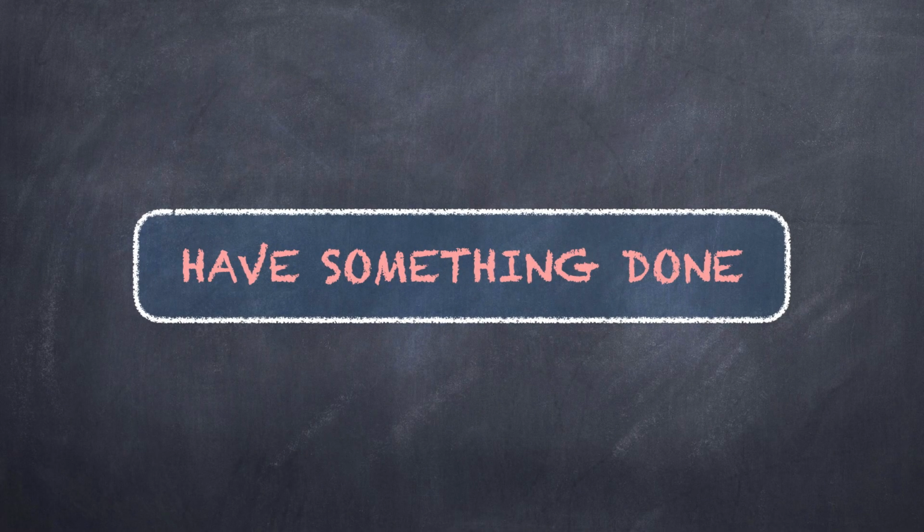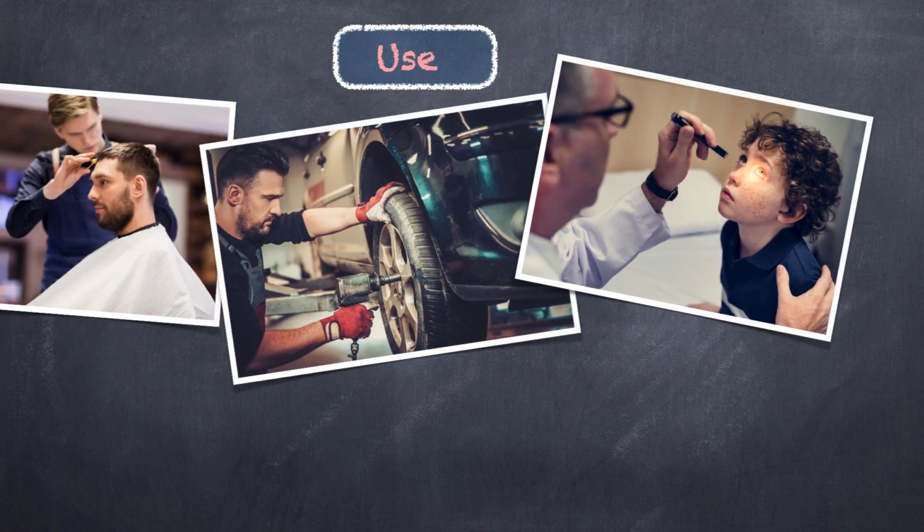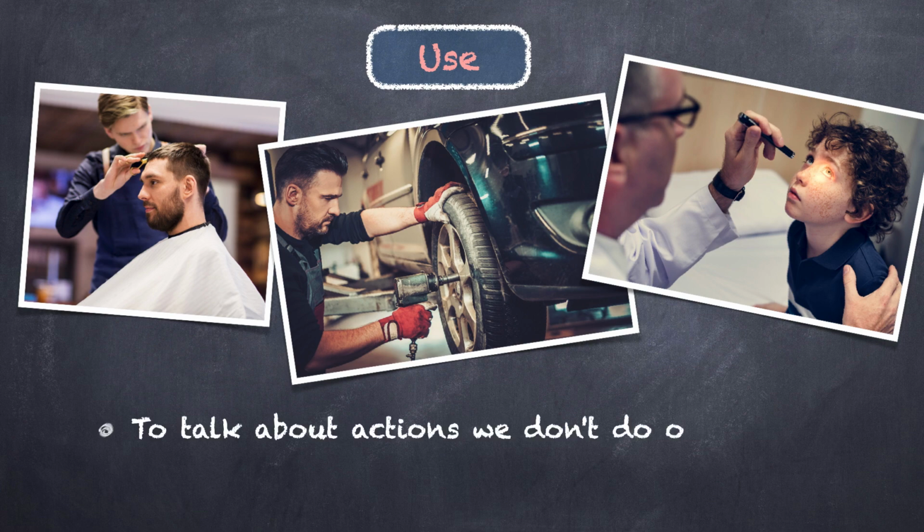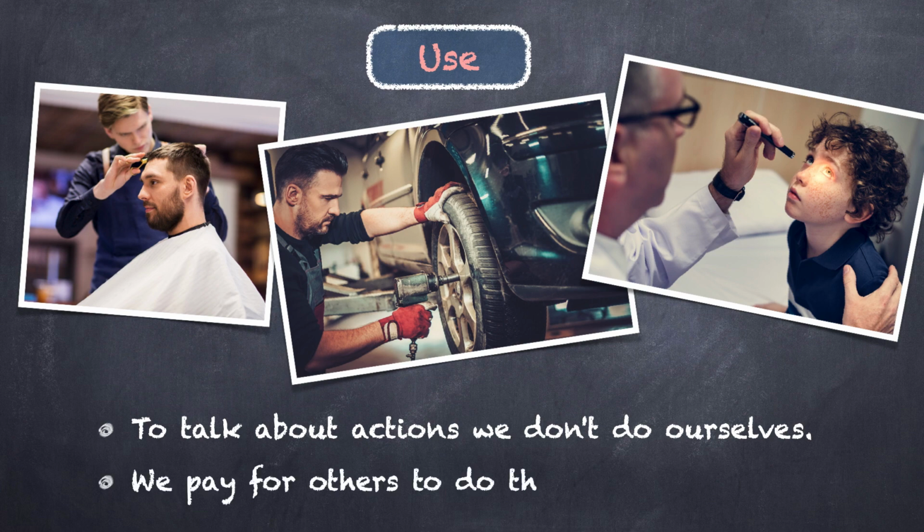Today we are going to talk about how to use the rule which is have something done. Usually we use have something done, as you can see in the pictures, to talk about actions we don't do ourselves, or when we pay for others to do the action. So usually we don't do the actions ourselves, and somehow we pay for others to do some services or some actions for us, as you can see in the pictures.